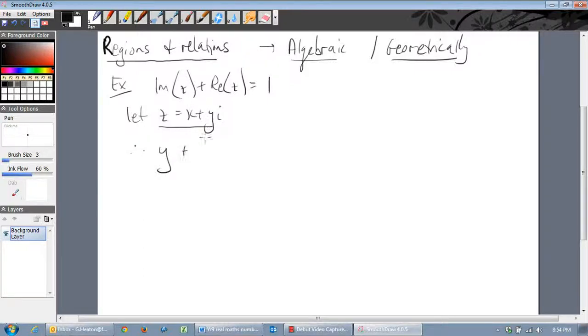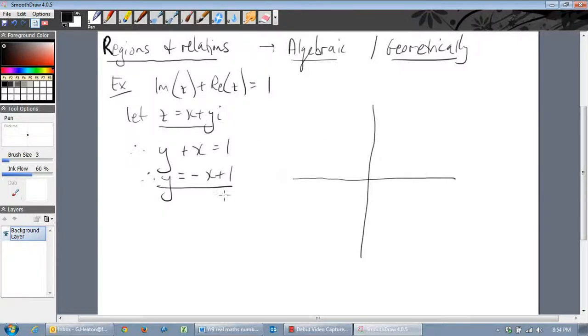So y plus what is the real part of z? The real part of z is x, equals 1. Therefore y equals negative x plus 1. So this is the actual relationship if we think about it in terms of x and y on our graph. If we just draw a very dodgy graph here, what does that look like? It'll be negative x going down there and it's crossing at 1.